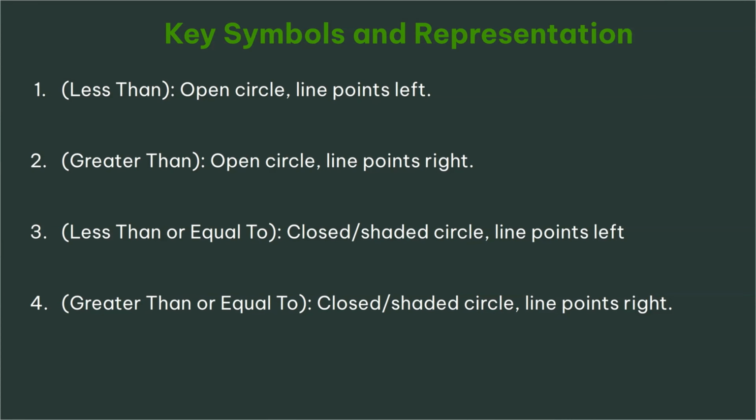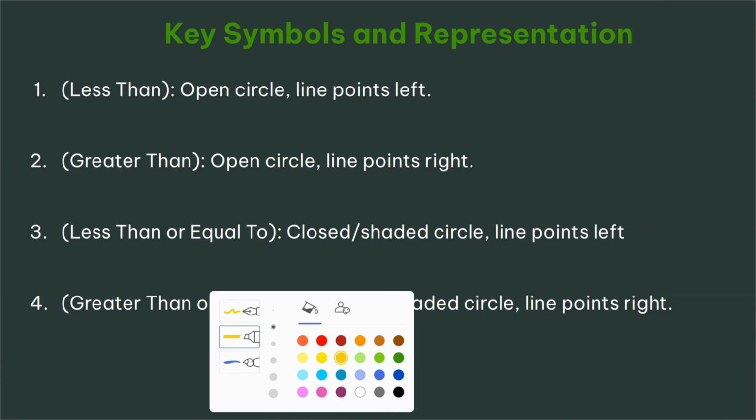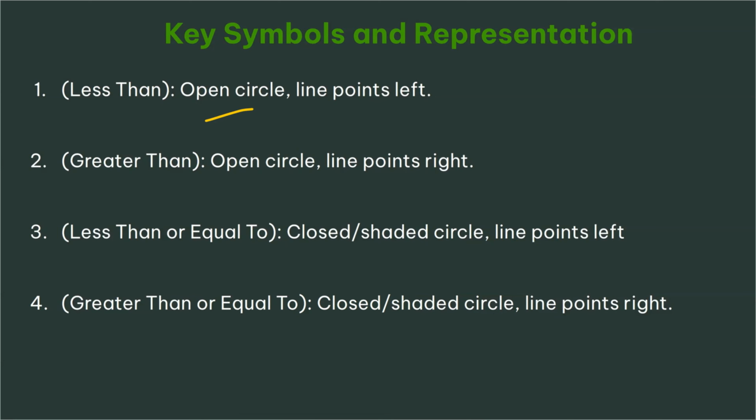Now, showing the inequalities in our number line, we just have to know how we can represent the key symbols of a number line. Number one, for less than, we'll use an open circle, and the line will point left because it's less than. Let's see how we represent it. The symbol for less than is this one.